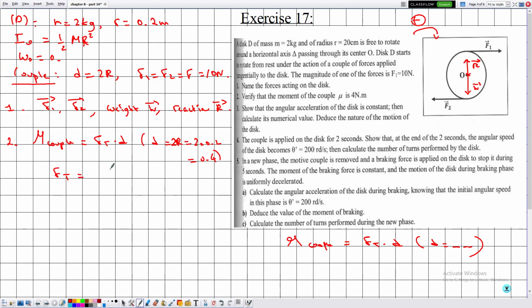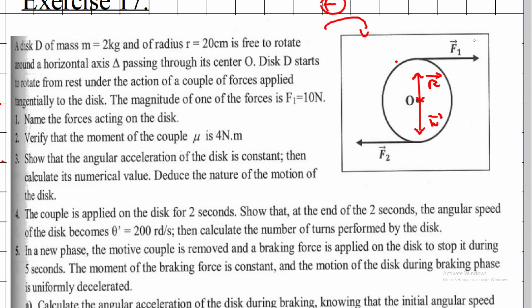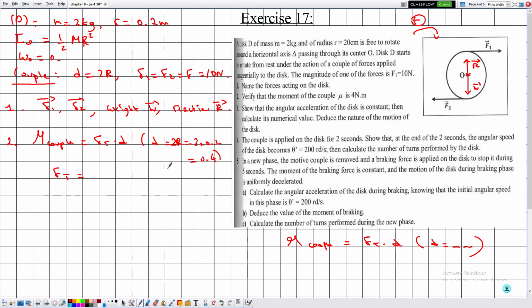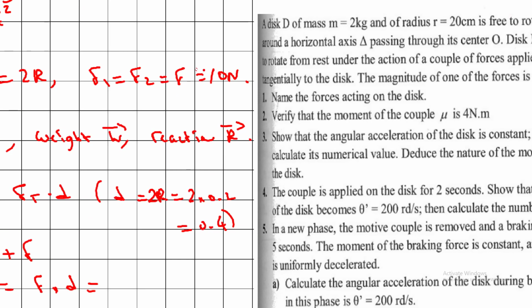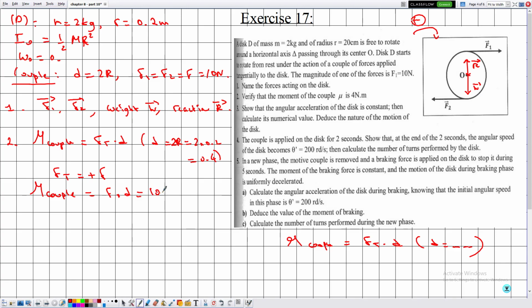Now F tangential, because it will try to rotate the system clockwise, and clockwise is chosen to be positive, so it's plus F, no need for a cosine because it's completely in the tangential direction as mentioned in the text. So the moment of the couple is given by F times d, which is 10 multiplied by 0.4, which is equal to 4 newton meter.